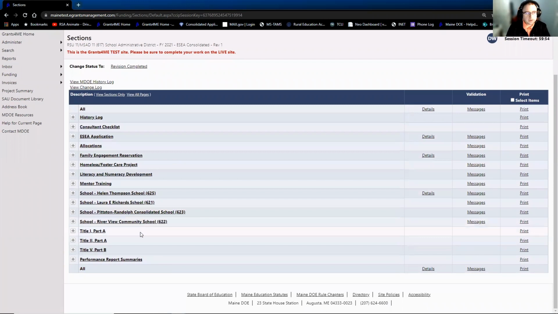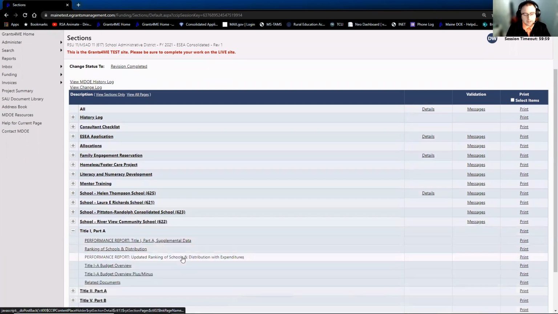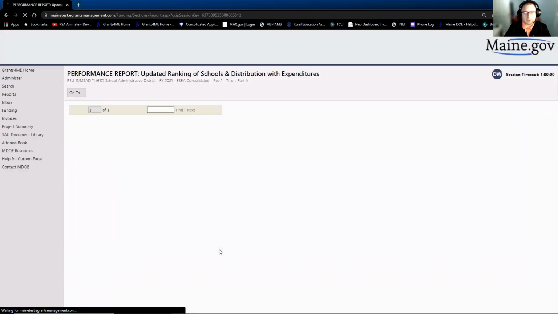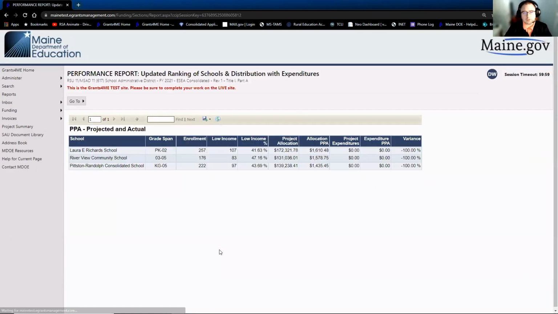And the first page that we're going to look at is the updated rank and distribution page. And so that's under Title 1. And so the updated rank and distribution with expenditures. And so this is going to be a great page once you put in all of your expenditures to come in and take a look and see, okay, are you still meeting the per pupil amount that you said you were going to?